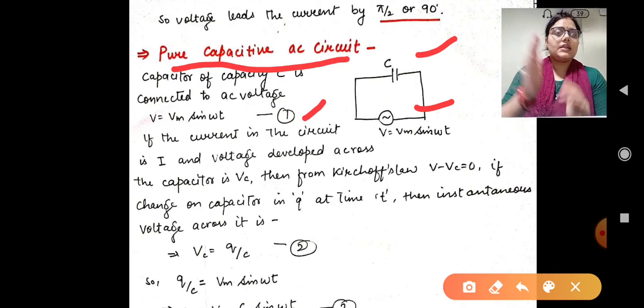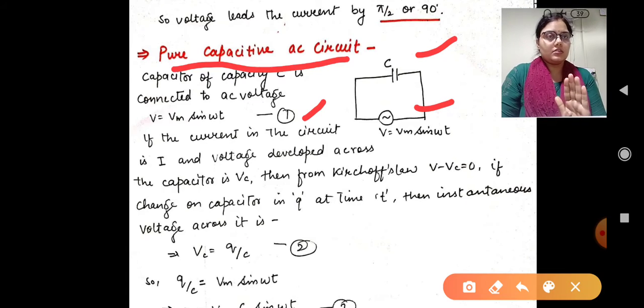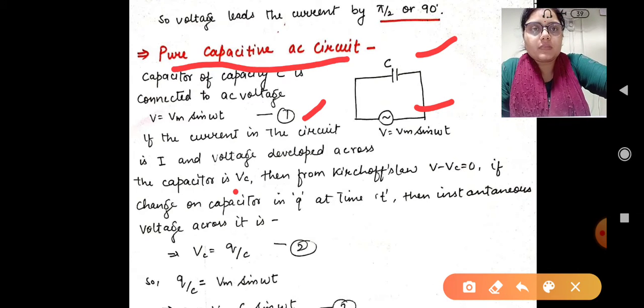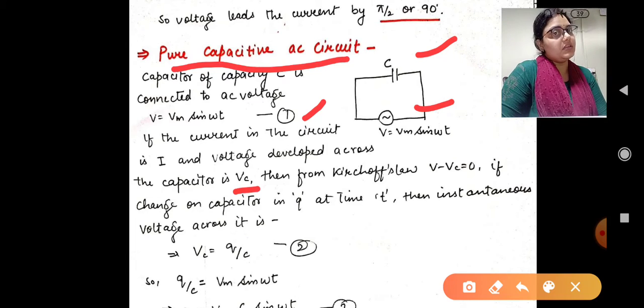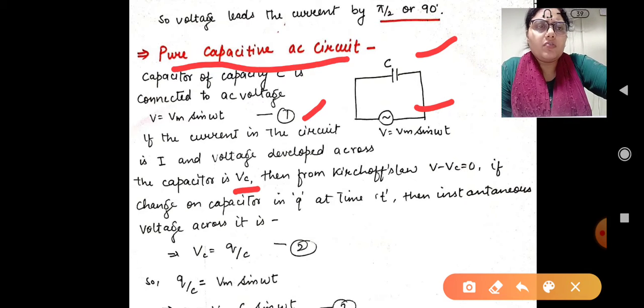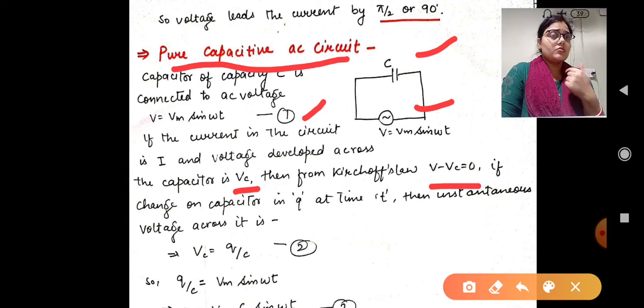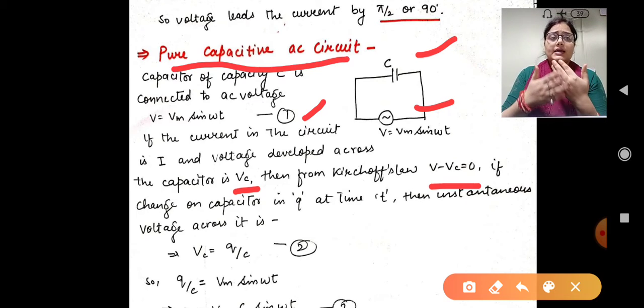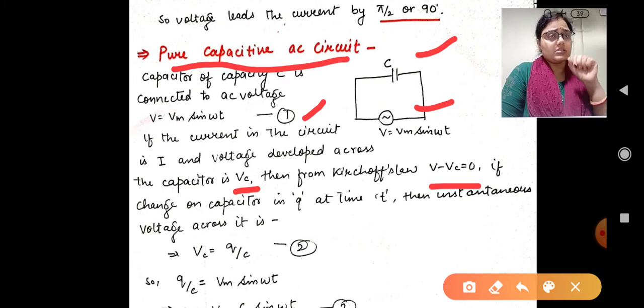Now if the current in the circuit is I, the current I is flowing in this pure capacitive AC circuit, and the voltage developed across the capacitor is Vc. Then we apply Kirchhoff's law. For the equilibrium condition, V minus Vc, where V is the voltage provided by the alternating source and Vc is the voltage developed across the capacitor, their difference will be 0.